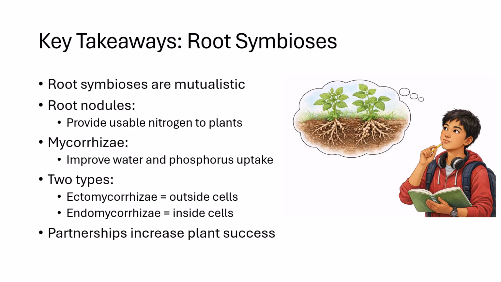To wrap up, root symbioses are powerful examples of mutualism. In root nodules, bacteria provide usable nitrogen to the plant. In mycorrhizae, fungi improve the plant's ability to absorb water and phosphorus. Ectomycorrhizae stay outside the cortex cells while endomycorrhizae grow inside them. In both cases, these partnerships make plants more successful than they would be on their own. Once again, this shows how structure, function, and interaction with other organisms all come together in plant biology.